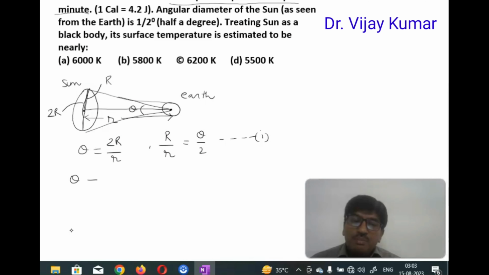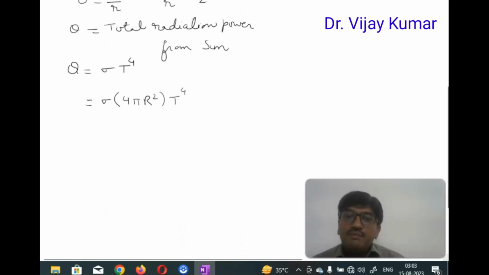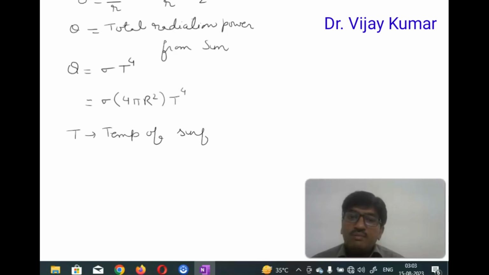Now we can apply Stefan's law. The total radiation power from the sun should be Q is equal to sigma T to the power 4, and sigma is per unit area, so we multiply by the surface area of the sun, 4 pi R square, T to the power 4, and T represents the temperature of the surface of the sun.